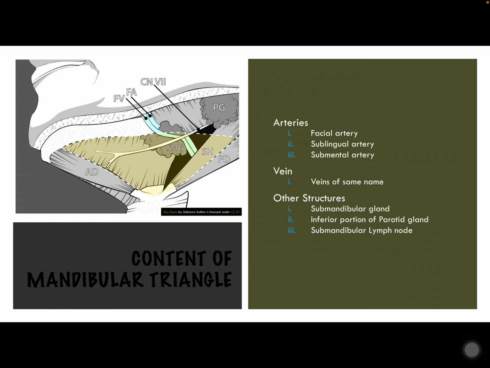The contents of the submandibular triangle are as follows. It consists of the facial artery, the lingual artery, which can be found in the lesser triangle, and the submental artery. It consists of the veins of the same names, and other structures include the submandibular gland, as we can see in the picture, the inferior portion of the parotid gland, and submandibular lymph nodes.